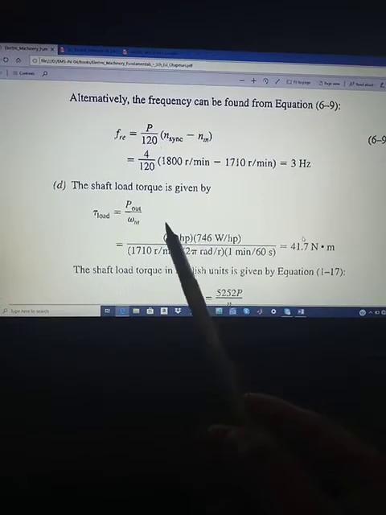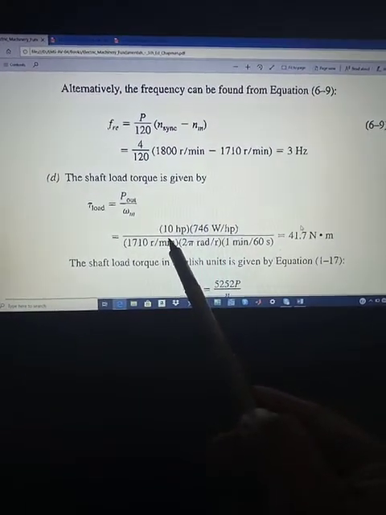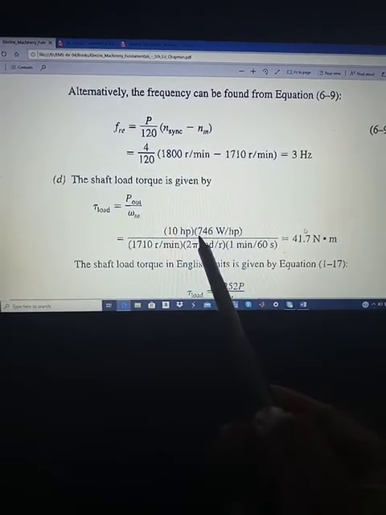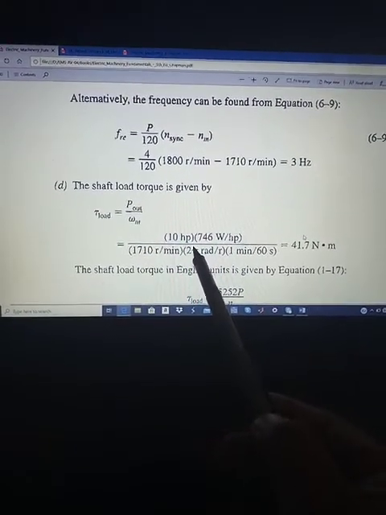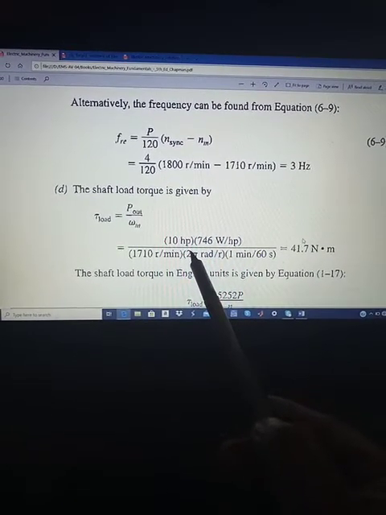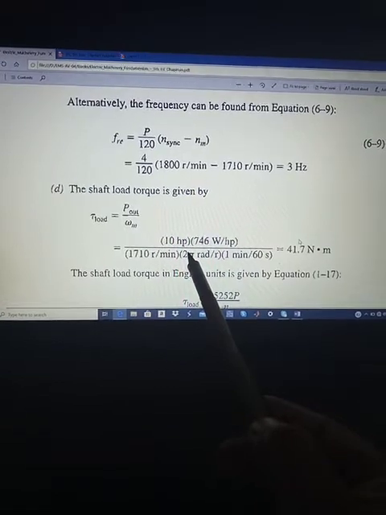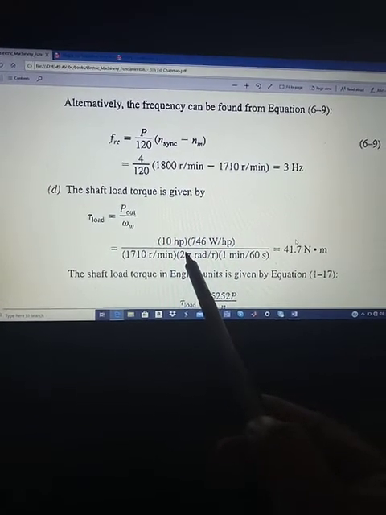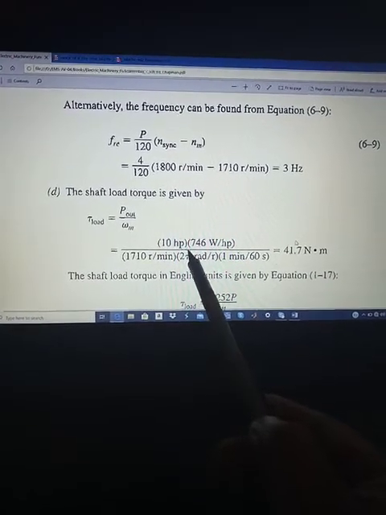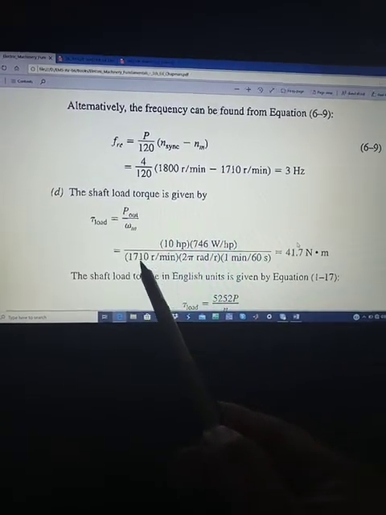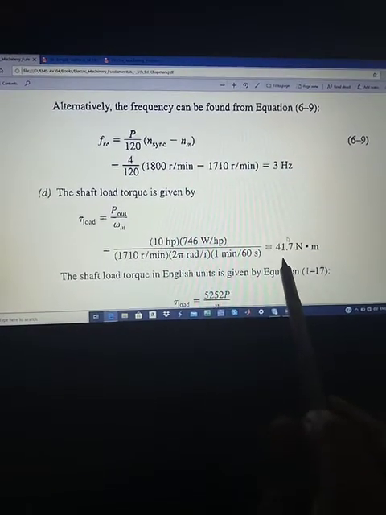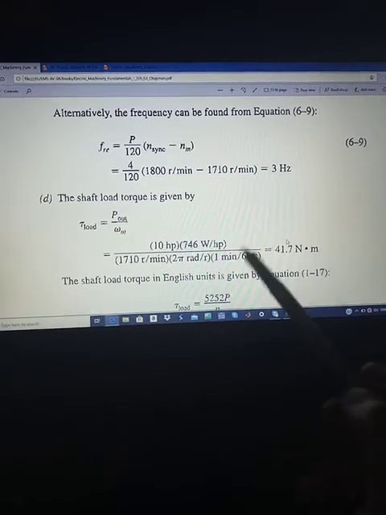The output power is given as 10 horsepower. This is how to convert horsepower into kilowatt. We know that 1 horsepower is equal to 0.746 kilowatt, so 10 horsepower is equal to 7.46 kilowatt. So this is how we calculate the load torque, P out divided by omega m. This comes out to be 41.7 Newton meter.